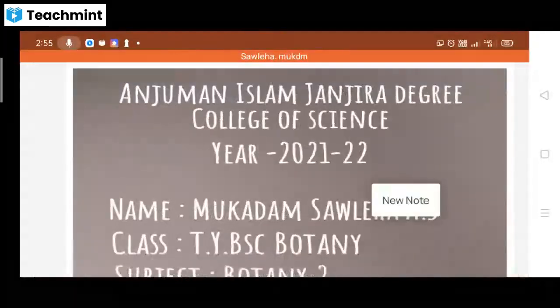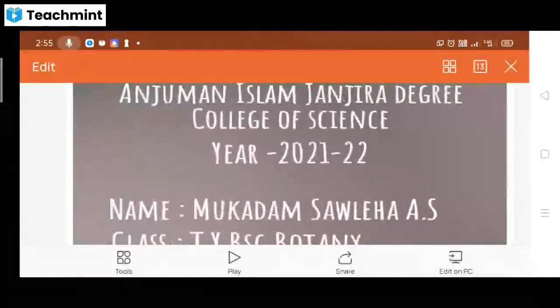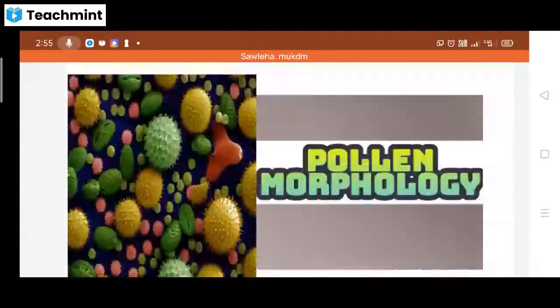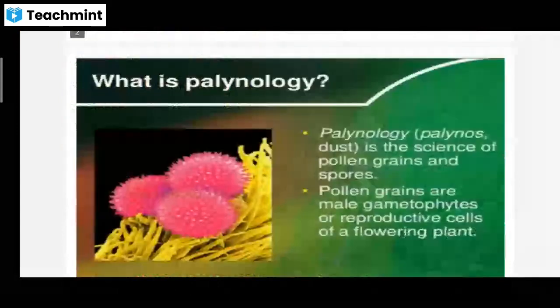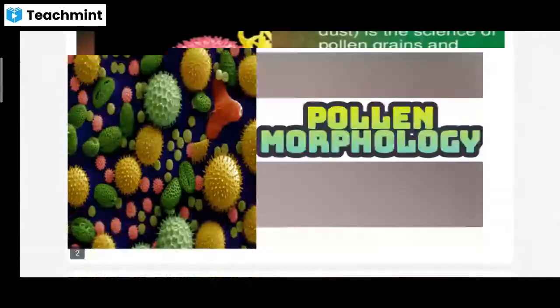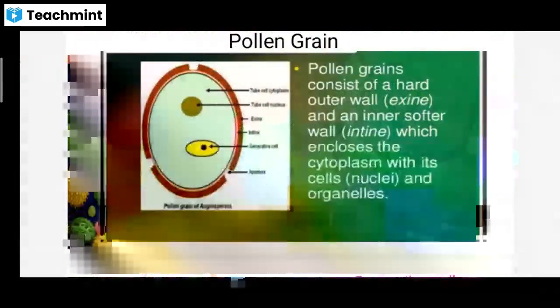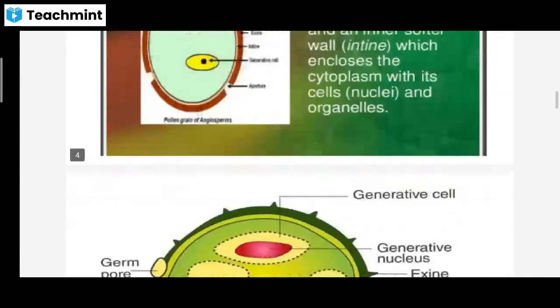Good afternoon, everyone. Today I am presenting pollen morphology. Firstly, what is palynology? Palynology means the study of pollen grains and spores. As we know, the pollen grains are found in flowers as a reproductive cell. Now we'll see the structure of pollen grains. Pollen grains have outer exine wall which is hard and inner intine wall which encloses the cytoplasm with its nuclei and organelles. It has a vegetative and generative nucleus. At one point on the exine wall, a germpore is present which is important for the fertilization.